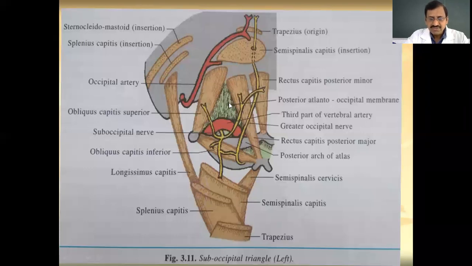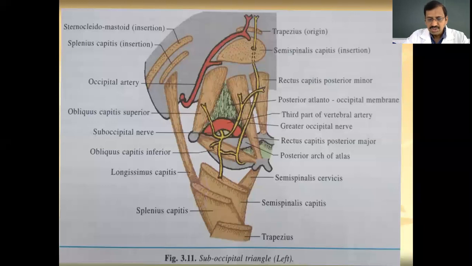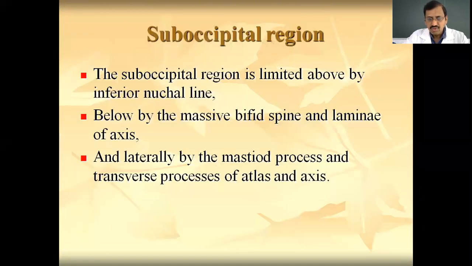And next is the posterior atlanto-occipital membrane. It extends from the lower margin of the foramen magnum up to the upper border of the atlas. Here, this is the fascia, and this is the posterior atlanto-occipital membrane. And these are the two structures that take part in the formation of the floor of the suboccipital triangle.